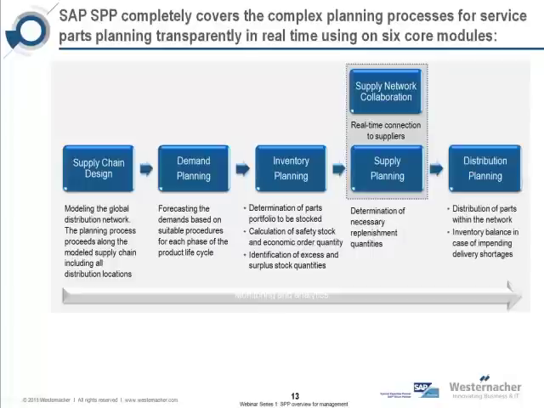The final module is the distribution planning module. Once SPP has determined what products need to be replenished and the suppliers have delivered these parts to the relevant so-called entry location, SPP plans and distributes the products within the network in the most efficient way to ensure they are shipped to where they are needed to satisfy the forecasted customer demands.